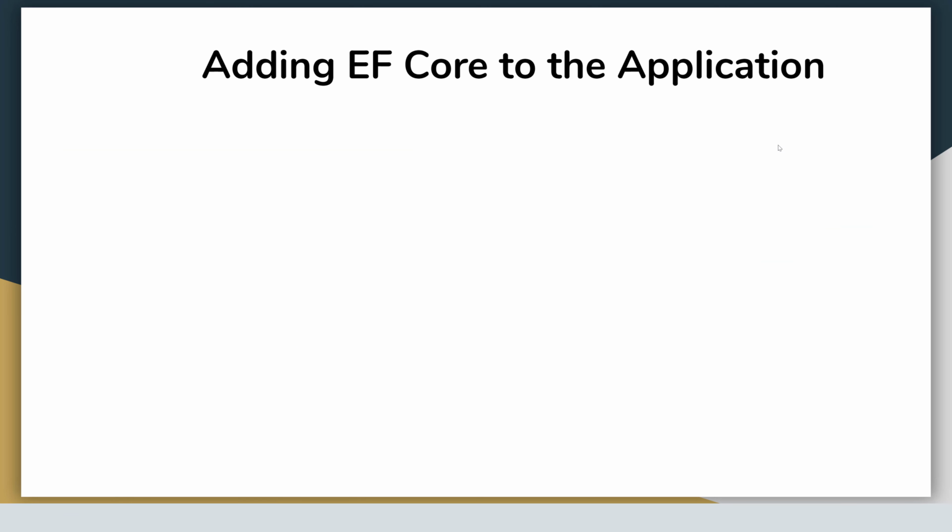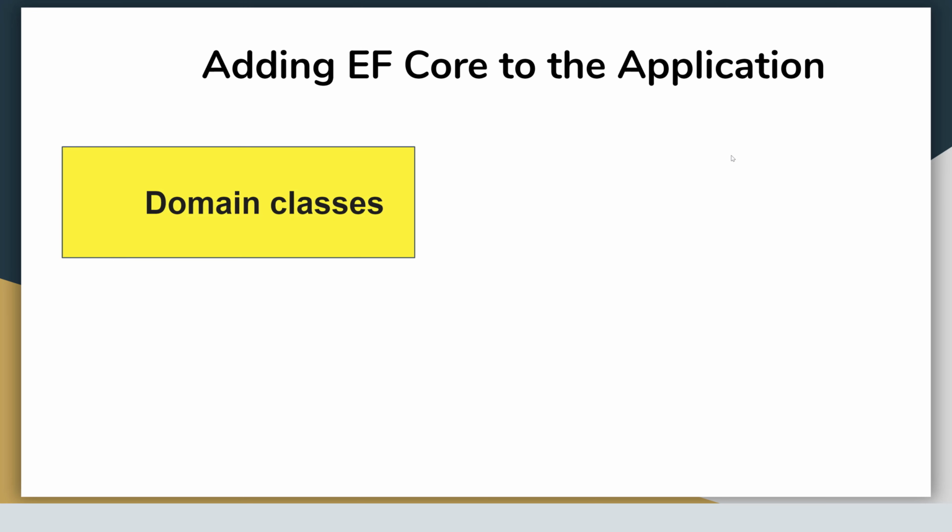So to add Entity Framework Core to our application, there are many steps. You have to respect these steps. The first, you need to create the domain classes. For example, for our project, we have the classes Book and Category. So first, you create the classes Book and Category and the different properties for these classes.